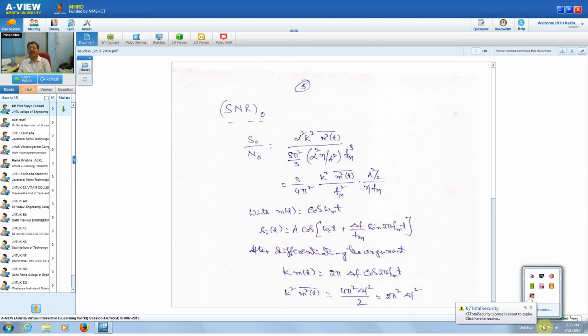So A square by 2 by eta fm gives you the signal to noise ratio at the input, and this is the output signal to noise ratio. Therefore, this is the equation for any objective signal m of t. So this was S0 by N0, and the output signal to noise ratio is 3 by 4 pi square k square m square t average by fm square into A square by 2 eta fm.